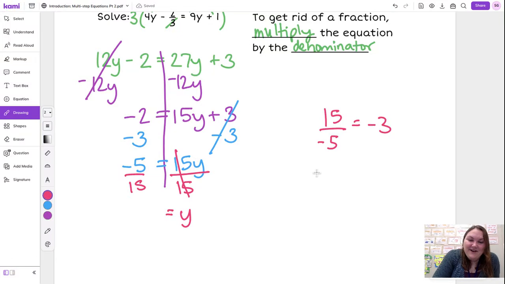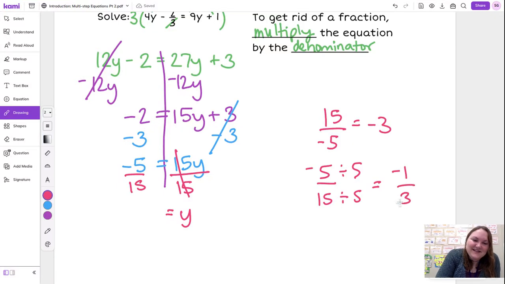This here, though, is a fraction. If you have these numbers, we can simplify that fraction by dividing by 5, and you get the fraction negative 1/3. So y equals the number negative 1/3.